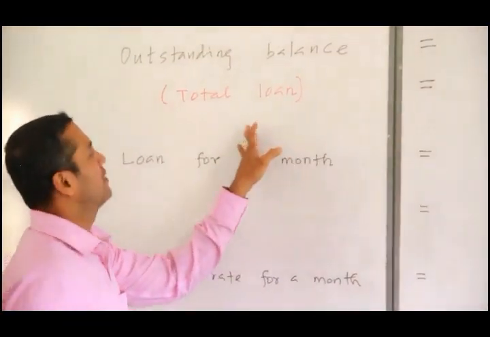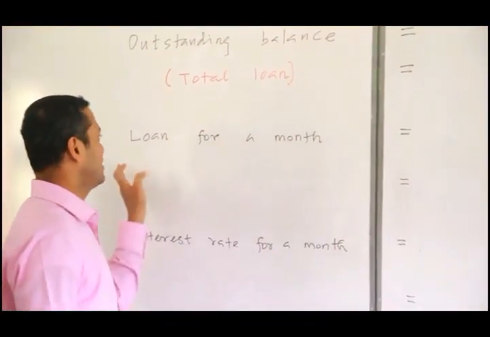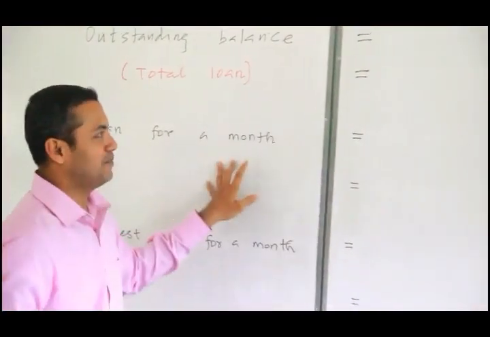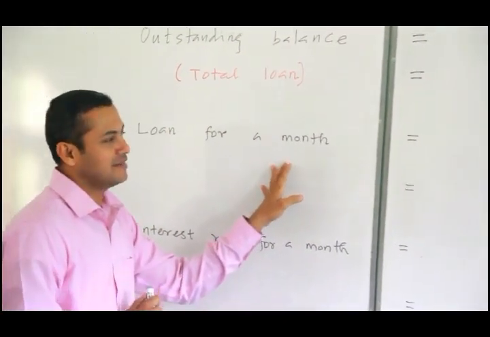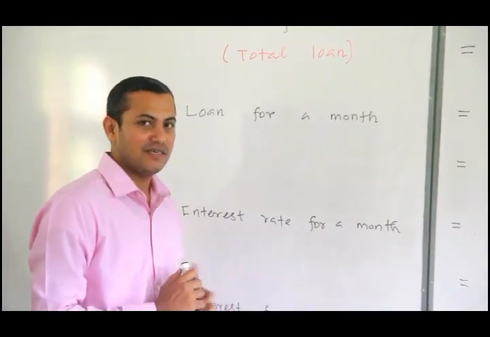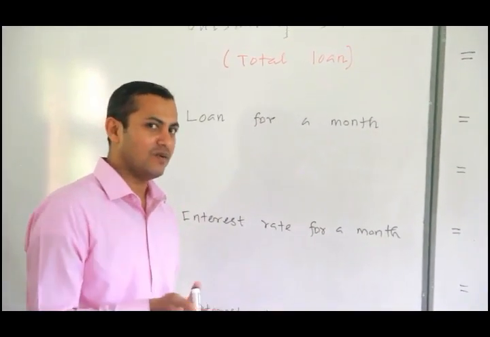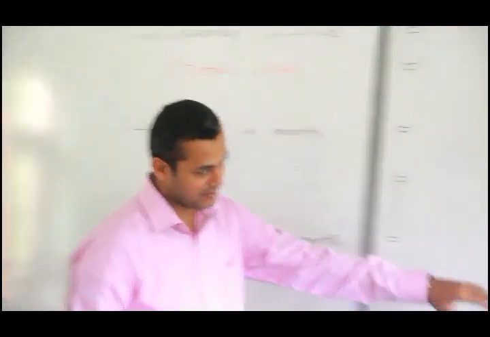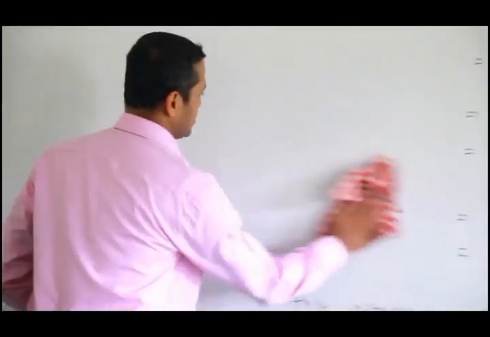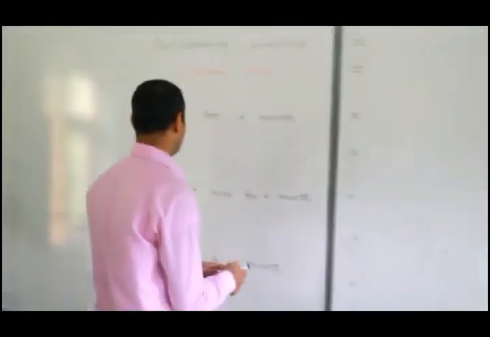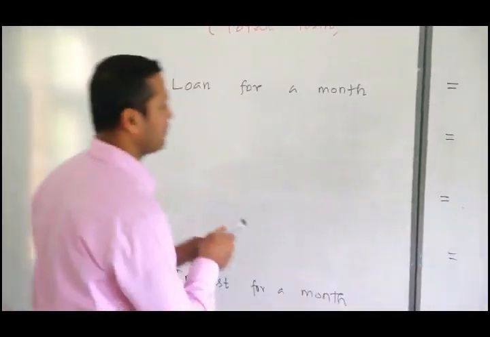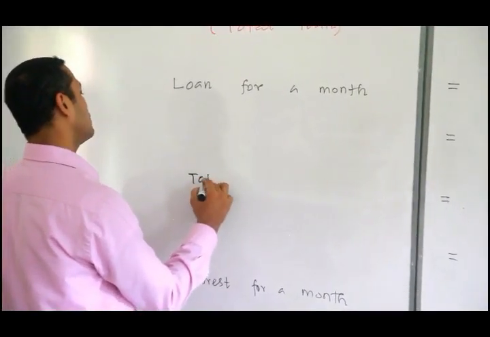First step is the same, it is the outstanding balance, and the second step is also the same, right? No need to change them, that is loan for a month. But the third step changes. Third step is the total amount. Earlier it was the 7th step, you remember here, the total amount is the 7th step. We are going to write the 7th step as the 3rd step. Okay, so I am going to write total amount.